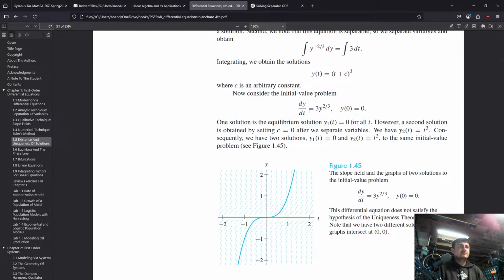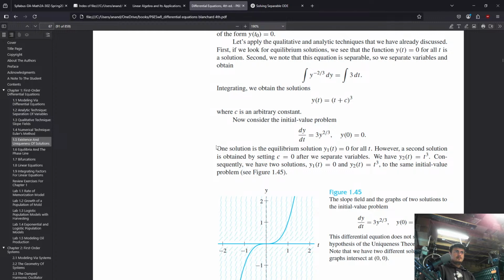Now consider the IVP. Oh, interesting. Wait, what? Okay, let's just read it. That's gonna be so annoying. I don't remember that being a problem earlier. The smallest bump is so loud.